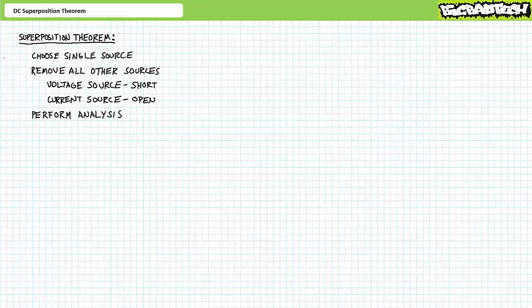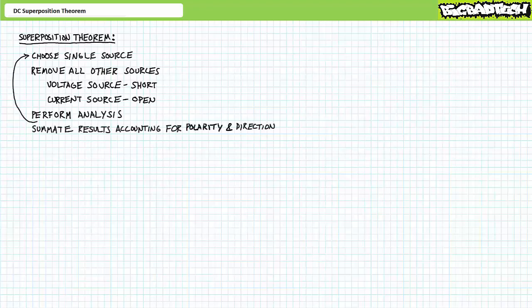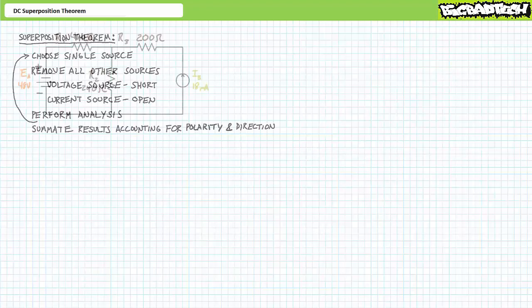Next, perform series parallel circuit analysis of the as-built circuit for the desired electrical properties. Take note of not only the magnitude, but also the polarity and direction of desired electrical properties. Now go back and repeat these same steps for all the other sources in the circuit. Finally, summate all linear properties, taking into account magnitude, polarity, and direction. Nonlinear properties like power can be solved for at this time.